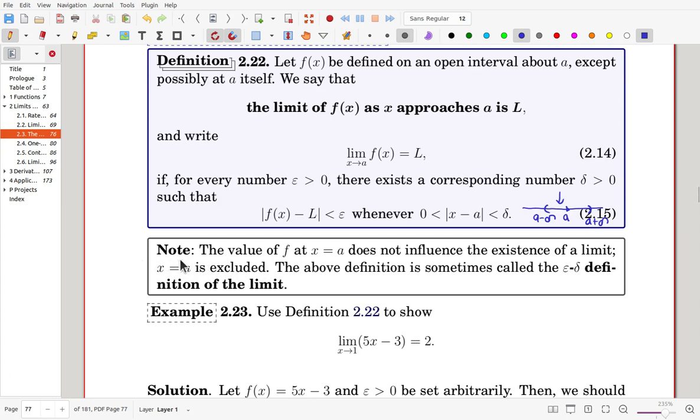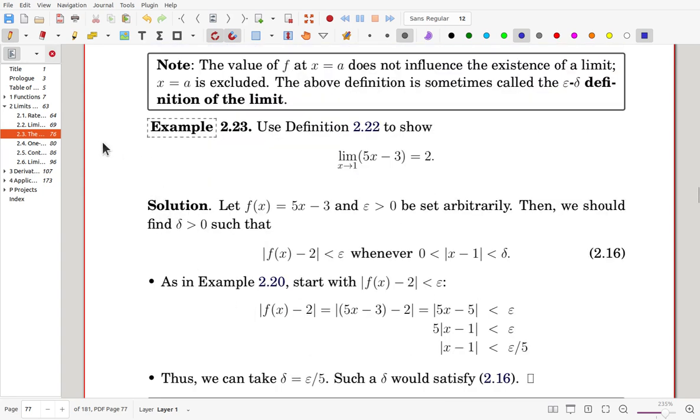I write down here now, note, the value of f at x equal a does not change the existence of the limit. And also, in this definition, larger than 0 means that we exclude x equal a. Such a definition is called the epsilon delta definition of the limit, or simply epsilon delta argument.